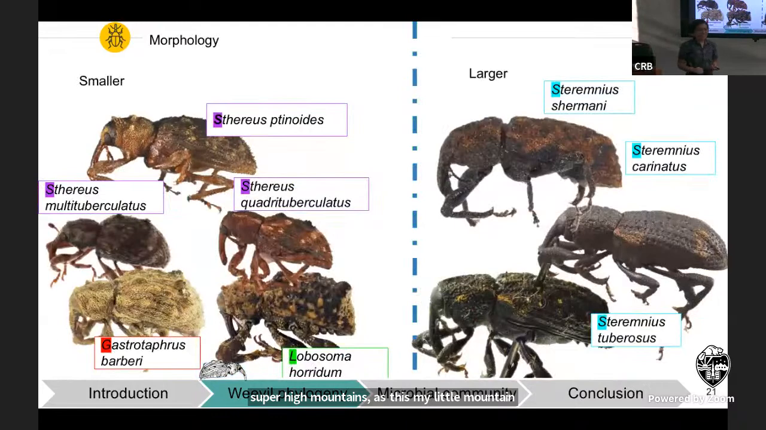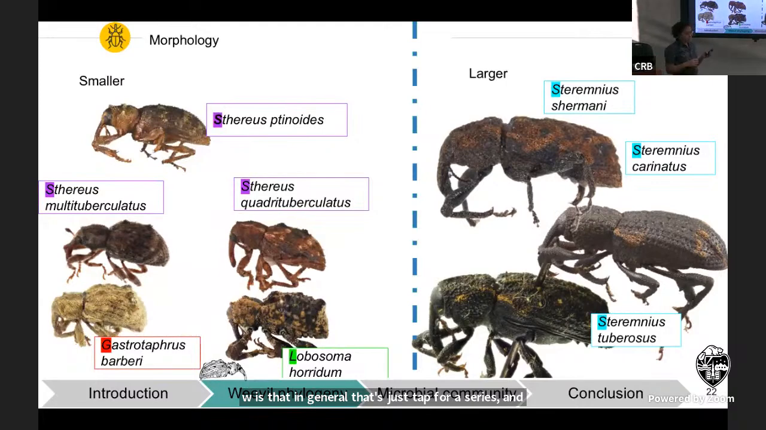In terms of morphology, there's a lot that weevil people might see at first and be like, oh, they're very different. Like Stromnius versus Gastrotaphrus, Lobosoma, and Asterias, very different. But the easiest one I could give you guys an introduction to right now is that in general, Gastrotaphrus, Asterias, and Lobosoma are smaller and Stromnius are much larger.